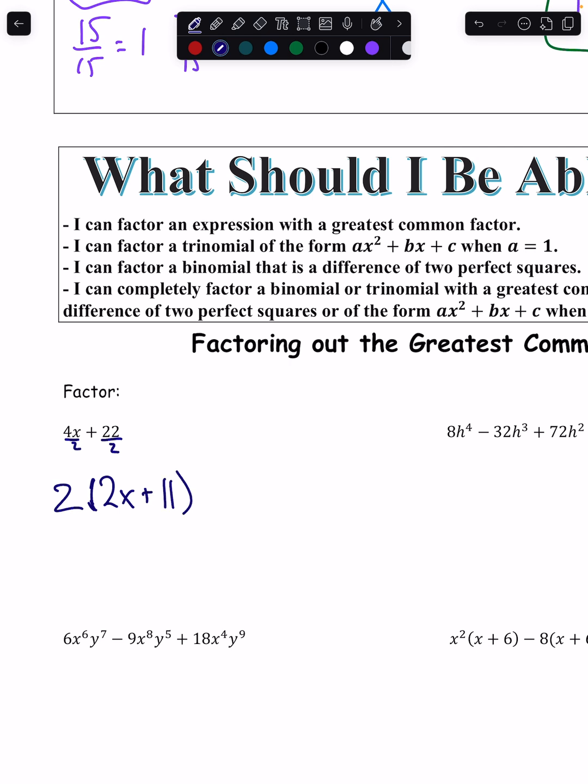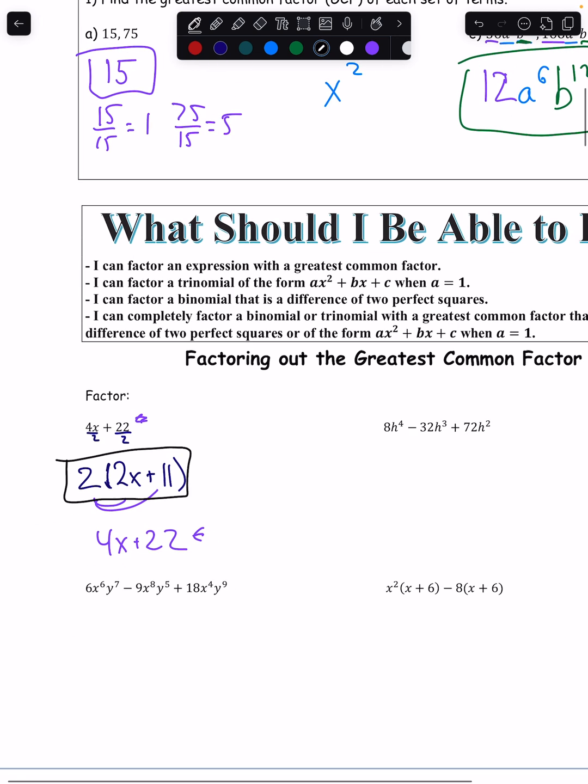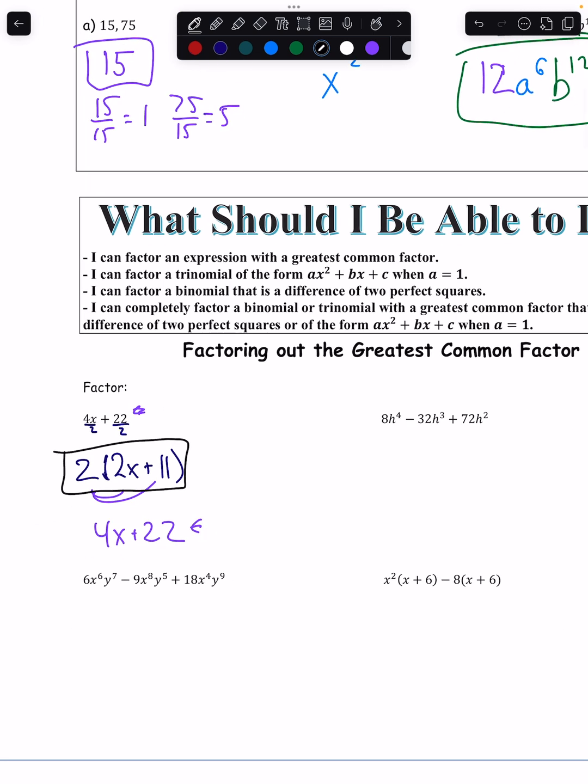And if you guys want to check, this is a nice thing about factoring: you can multiply it back in to make sure it's the same thing as the expression we're trying to represent. And it is. Look at that. Same exact thing. So the factored form of 4x plus 22 would be 2 times 2x plus 11. So I just want you guys to pause the video and try the next 3.